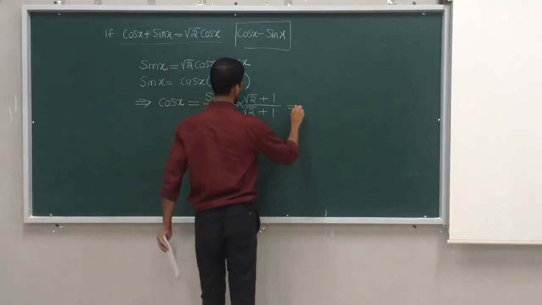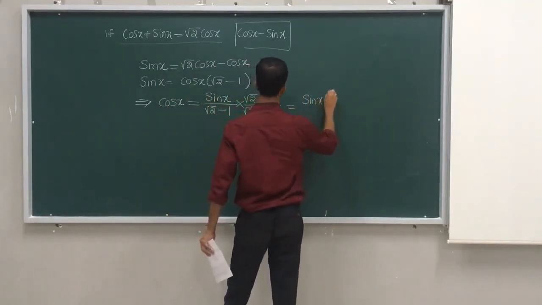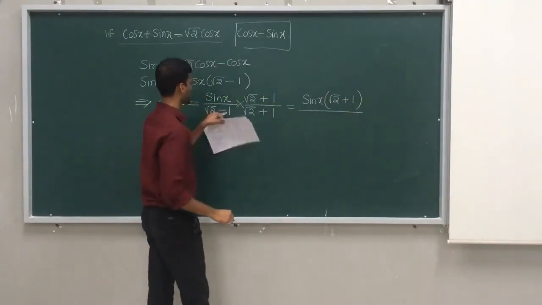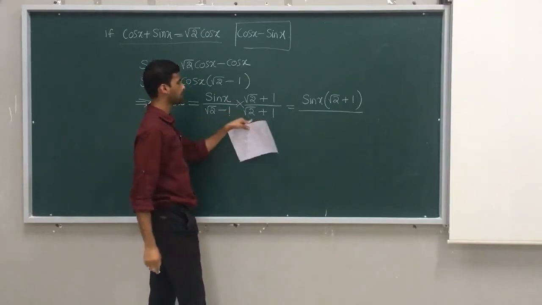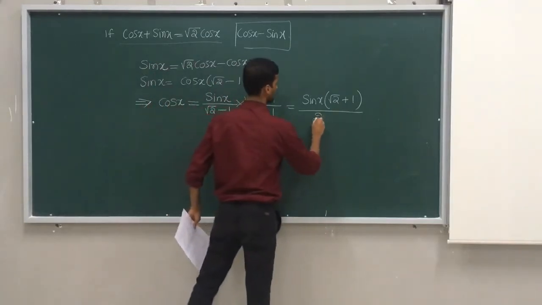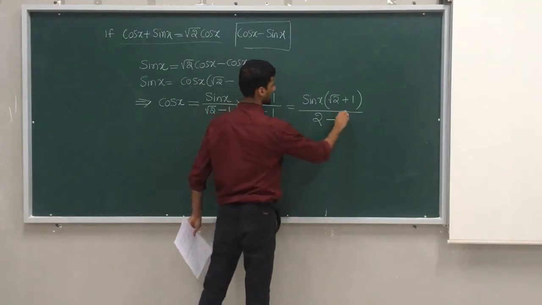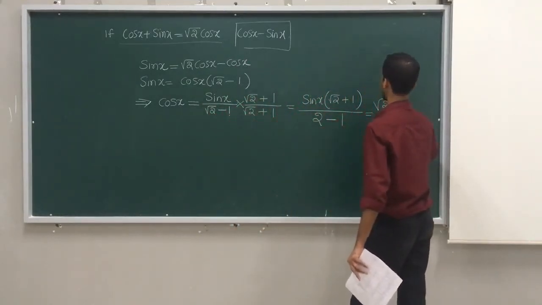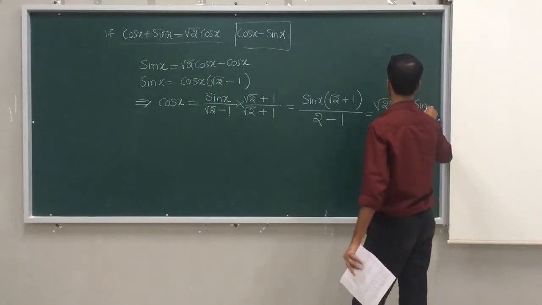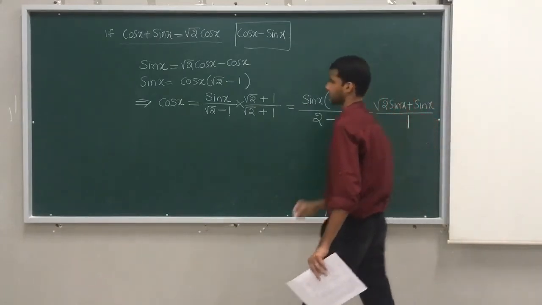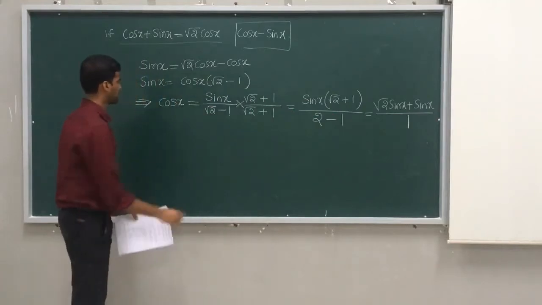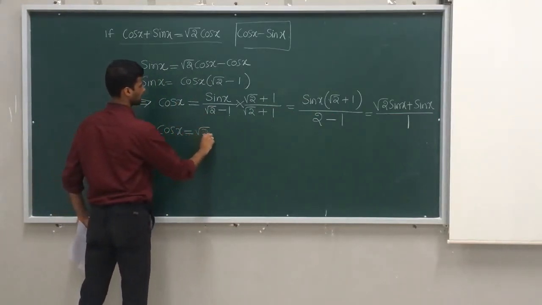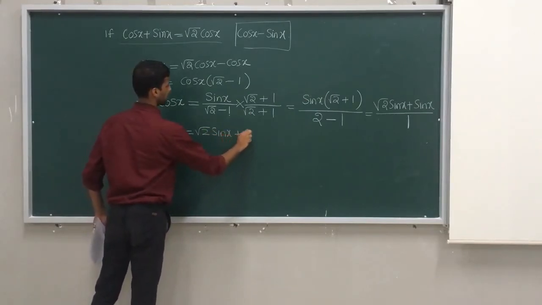When I rationalize it, the numerator remains as it is, root 2 plus 1. Denominator becomes a minus b into a plus b, it is a square minus b square. Root 2 square is 2, minus 1 square is 1. So it is nothing but root 2 sin x plus sin x upon 1, because 2 minus 1 is 1. So this equation becomes cos x equal to root 2 sin x plus sin x.